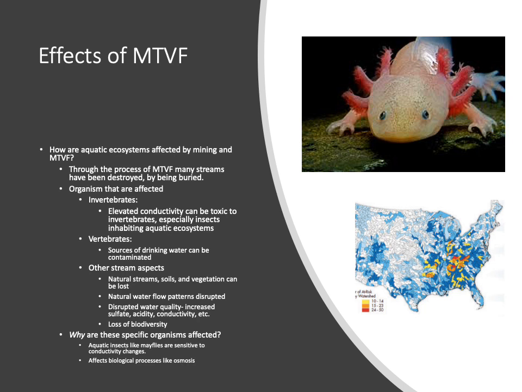So how are ecosystems affected by MTVF? Through the process of MTVF, many streams can be destroyed by being buried from all of the debris that is created when creating the valleys. Organisms that can be affected are invertebrates. Elevated conductivity levels can be toxic to invertebrates, especially insects inhabiting the aquatic ecosystems. For vertebrates, the same things can happen, but also sources of drinking water can be contaminated, as well as environments or habitats for these animals. Other stream aspects that can be affected are the loss of natural streams, soils, and vegetation, disruption of water flow patterns or quality, and loss of biodiversity.